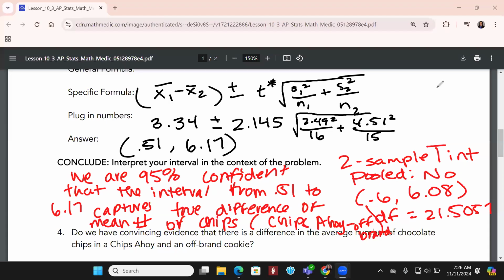So do we have convincing evidence that there's a difference in the average number of chocolate chips in Chips Ahoy and an off-brand cookie? So think about it. Are these two numbers positive? Yes. So they're both positive, which means that it's probably that Chips Ahoy has more than the off-brand. We always want to say all of the plausible values in the interval are positive. The plausible, that's going to be a keyword. I'm going to write this up.